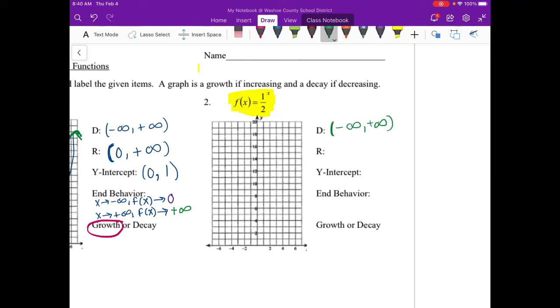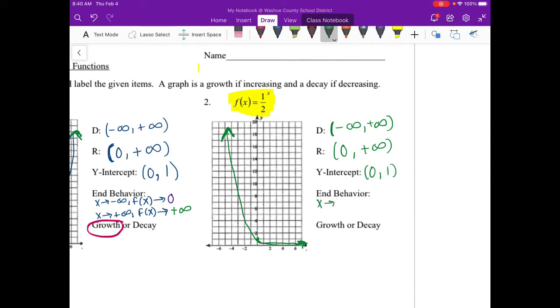My range, I'm still not crossing that x-axis, so my value is still getting very close to 0 here, but this time the y values start off higher on the left. The range, the actual y values though, it's still just 0 to positive infinity, even though it's flipped this time. Y-intercept is the same, (0, 1).